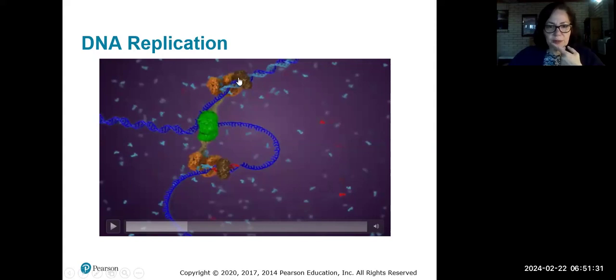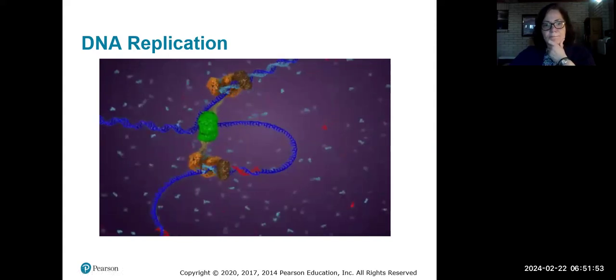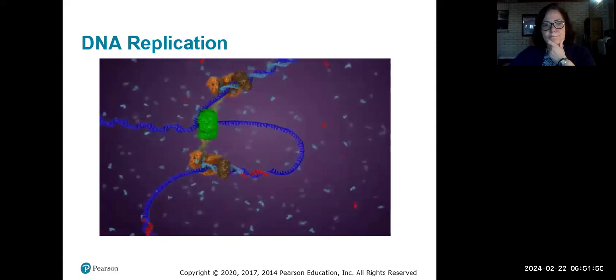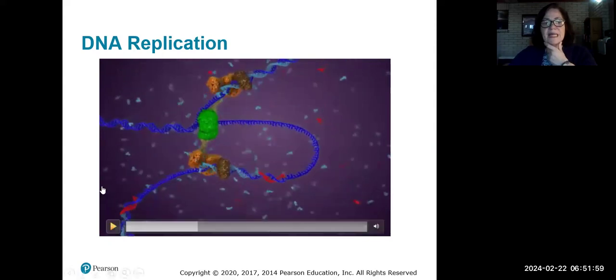What do I want to tell you about this? The orange ones are the important players right now, but we're going to talk about some of the different parts of this. And they're kind of anchored together because they work as a team. We have to pull the strands apart, and then we can start making copy. Only some are shown. Here, the DNA is unwound, and DNA polymerases, shown in orange, build new strands of DNA.